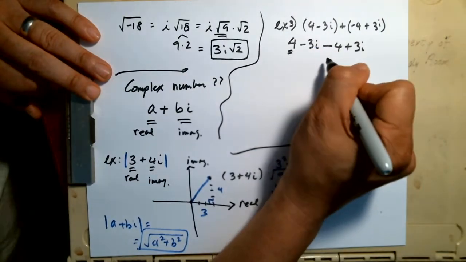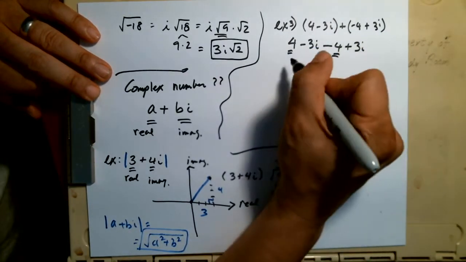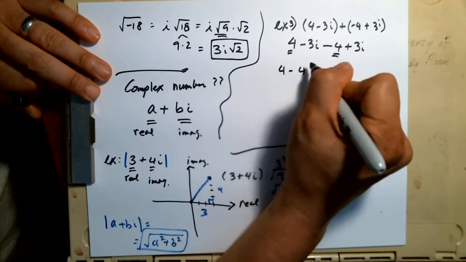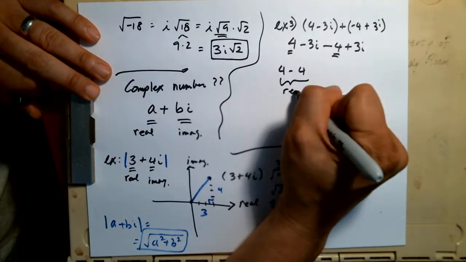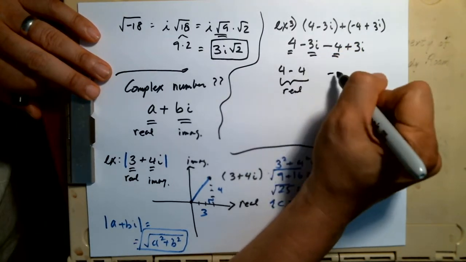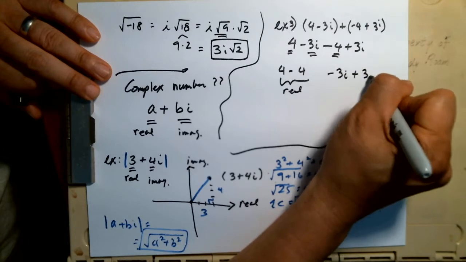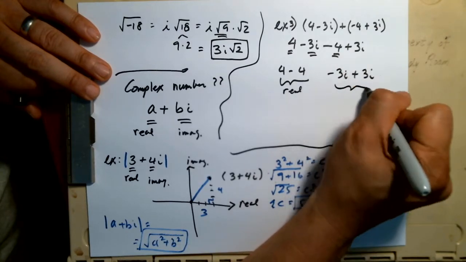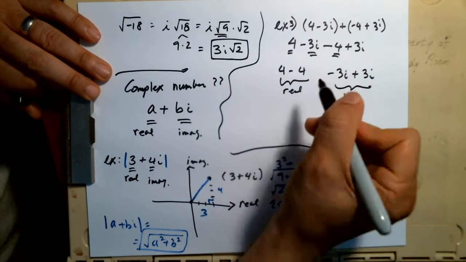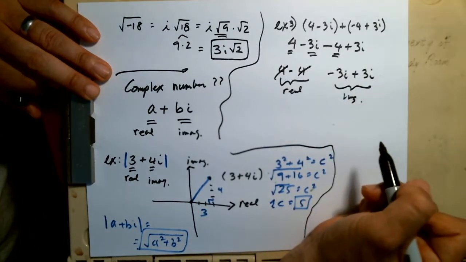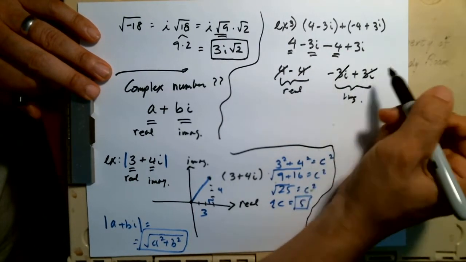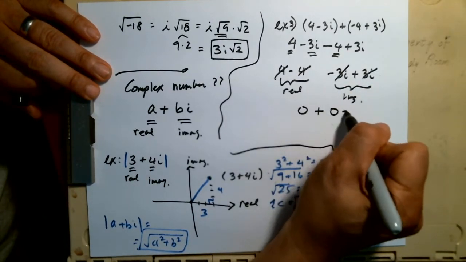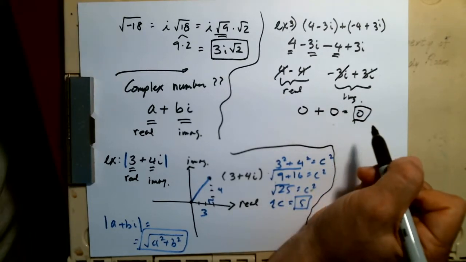Here's the real component. We just go 4 minus 4. That's the real component. Minus 3i plus 3i, that would be the imaginary component. Notice that? You end up with 0 there. 0 plus 0 is 0. All that for nothing, guys.